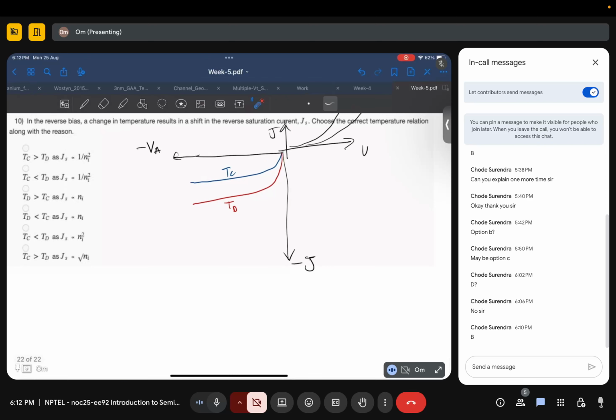The question is, in the reverse bias, a change in temperature results in a shift in reverse saturation current, Js. Choose the correct temperature relation along with the reason. So what is the Js dependence on Ni and how current changes with temperature, that we have to tell.